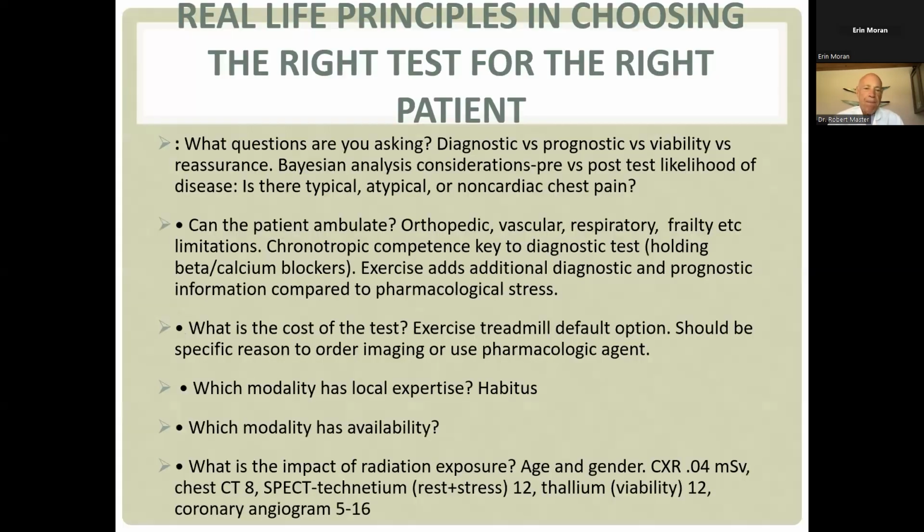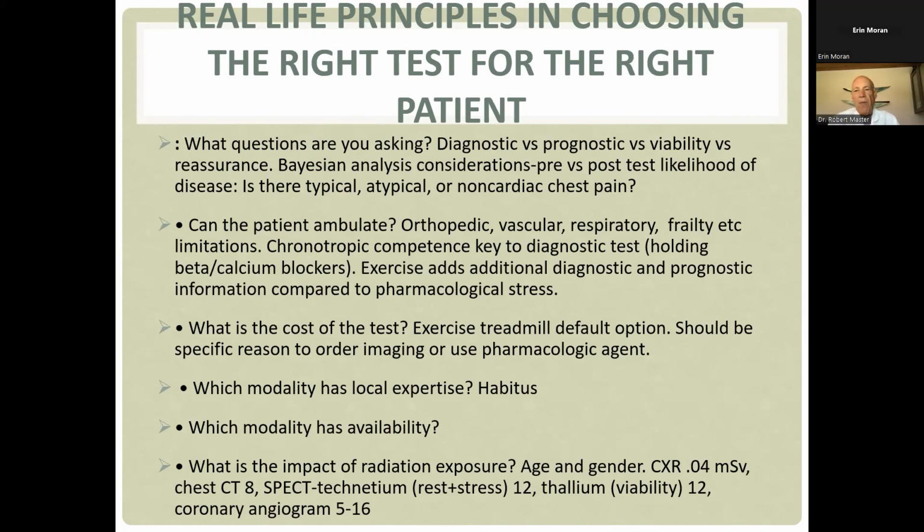All right. So principles for choosing the right test for the right patients. The key question number one is, is this test supposed to be diagnostic or prognostic, or in some cases, the patient has coronary disease, and the question is viability, and whether or not this is just for reassurance. Whether you even do the test and how to put it in the right context requires what's called Bayesian analysis. Bayesian analysis basically just means what's the pre-test likelihood of disease and what's the post-test likelihood of disease after you do the test.